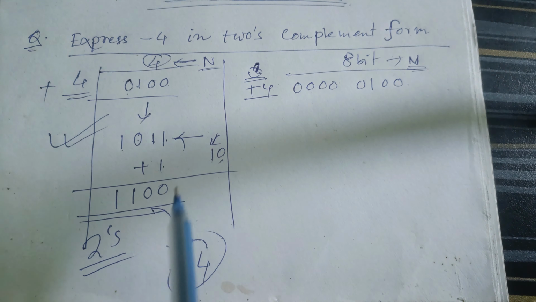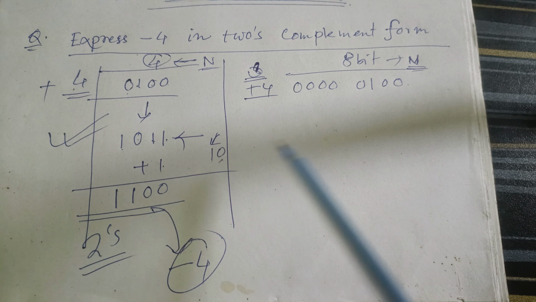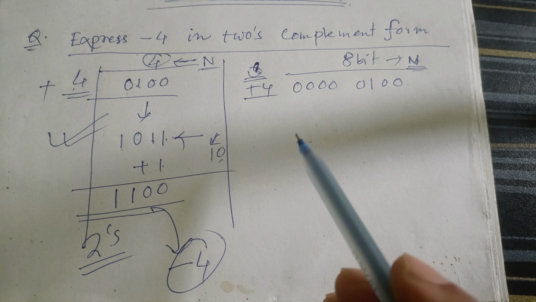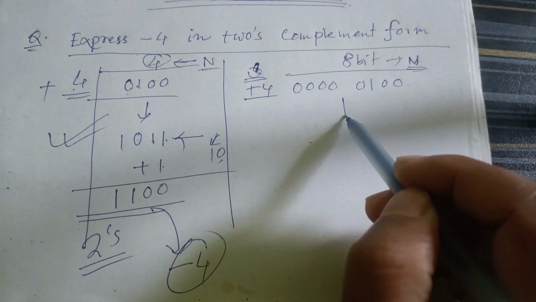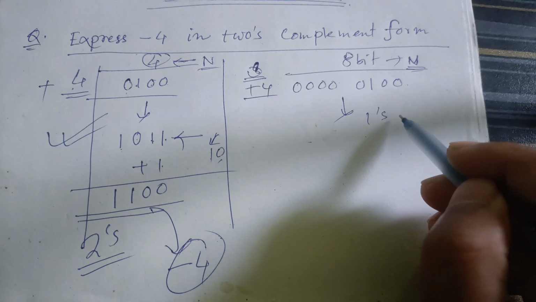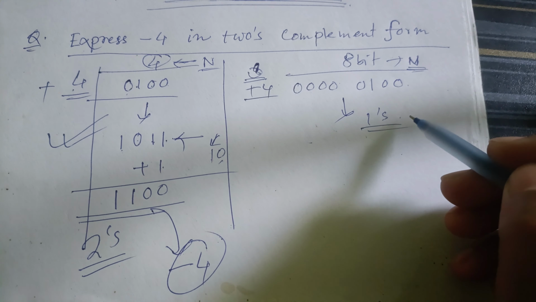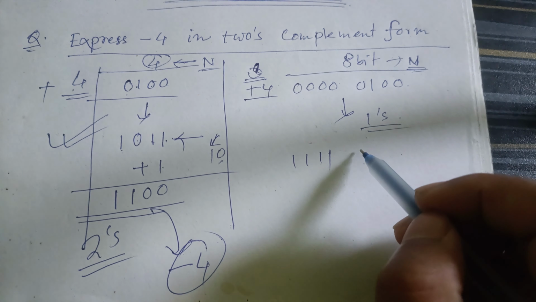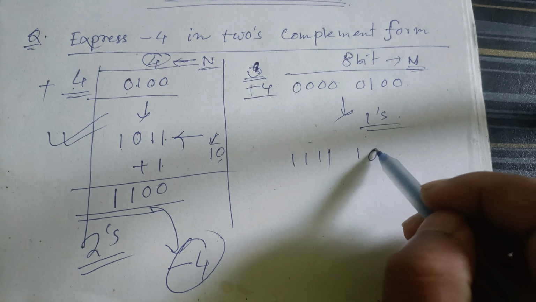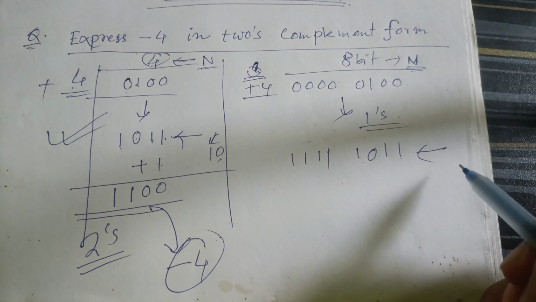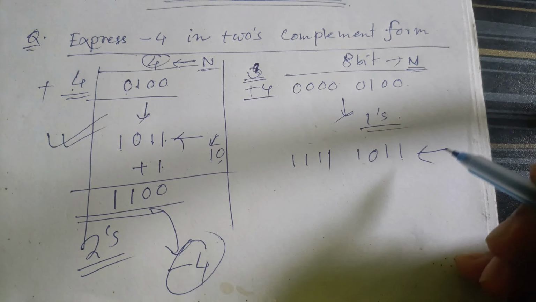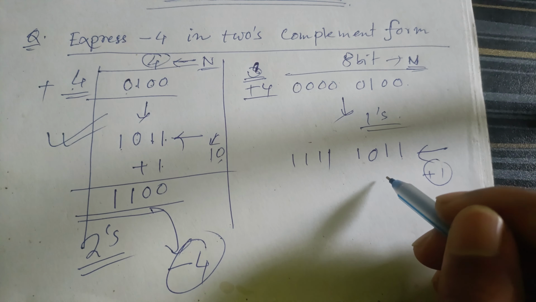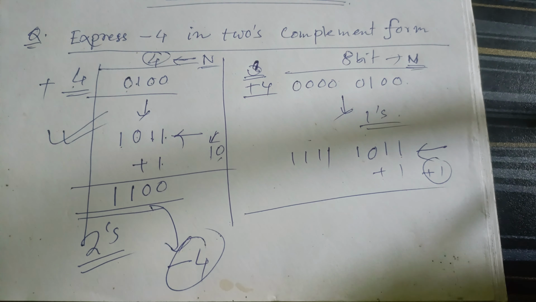Now if I discuss it in the 8-bit representation, then first I have to make it a 1's complement. So if I make it a 1's complement, it will be 1 1 1 1, then 0 will be 1, 1 will be 0, then 1 1. So this one is the 1's complement form, right? Then I have to add plus 1 to it to make a 2's complement form. So let me make the 2's complement form this way.